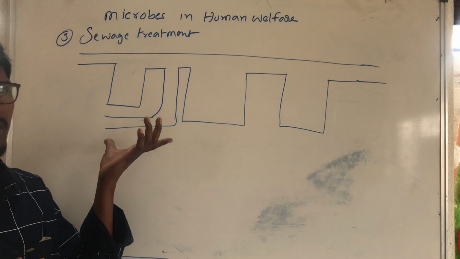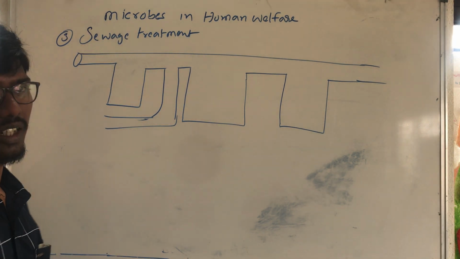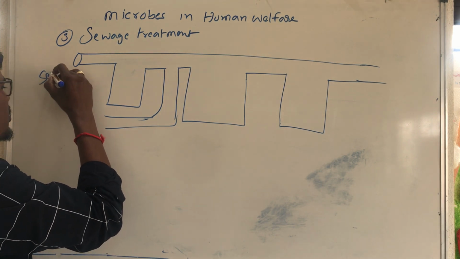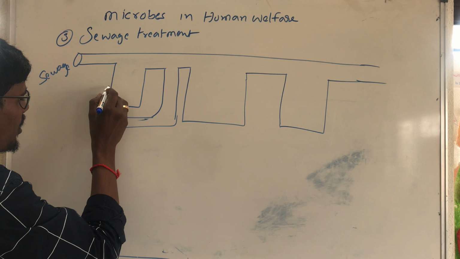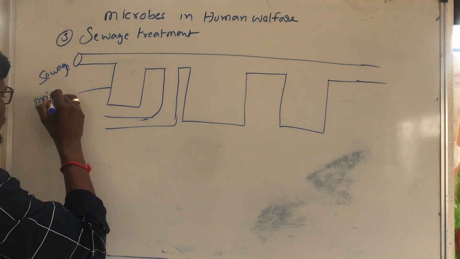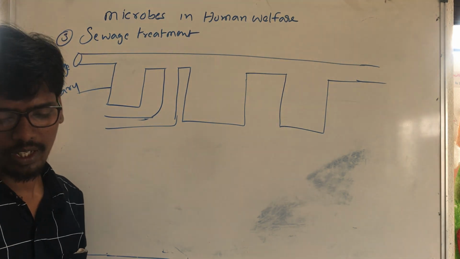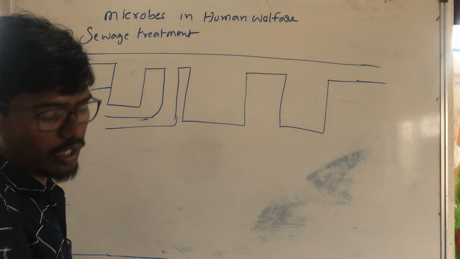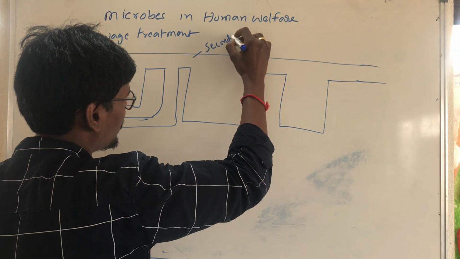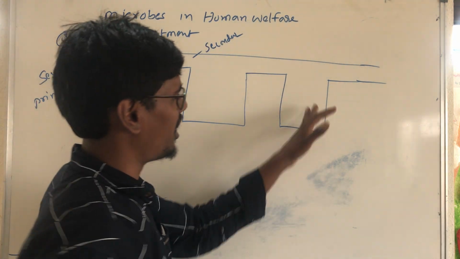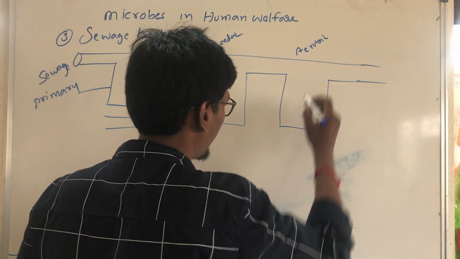Okay, sewage treatment will be in 3 stages. It is called sewage. This is called primary treatment, and this is called secondary, and this is called aerobic tank.